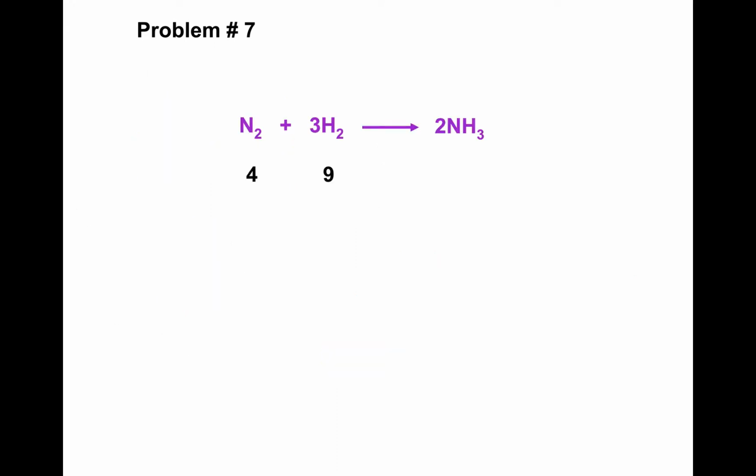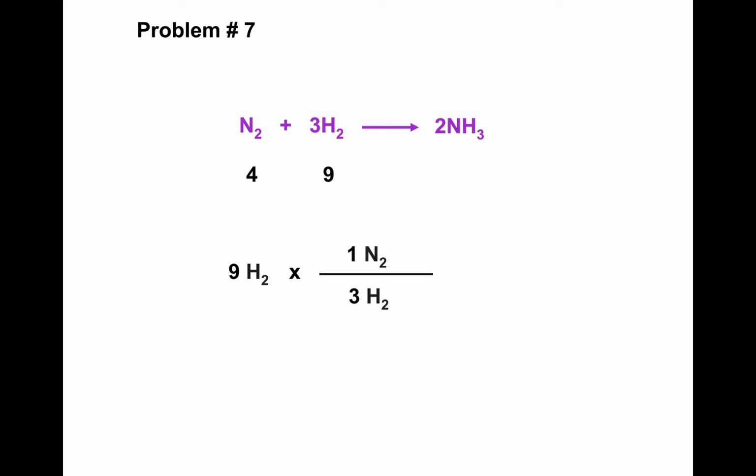So I was given 4 nitrogens and 9 hydrogens. So the question is, which of these am I going to run out of first? The 4 nitrogens or the 9 hydrogens? So I ask myself a question. I could have asked it the other way, but I asked, if I have 9 hydrogens, how many nitrogens do I need to use it up?